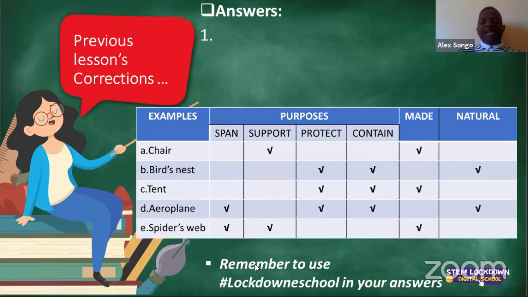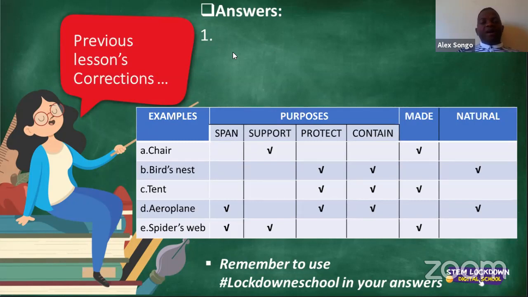We then go to spiders' webs. Spiders' webs, ladies and gentlemen, are meant to span because they can move a spider from one end all the way to another. However, because the spider is on top of the spider's web, it is being supported. So the load of the spider is on top of the spider web as it moves from one end to another. And ladies and gentlemen, the spider web is natural. It is not man-made. Again, I made a mistake there.